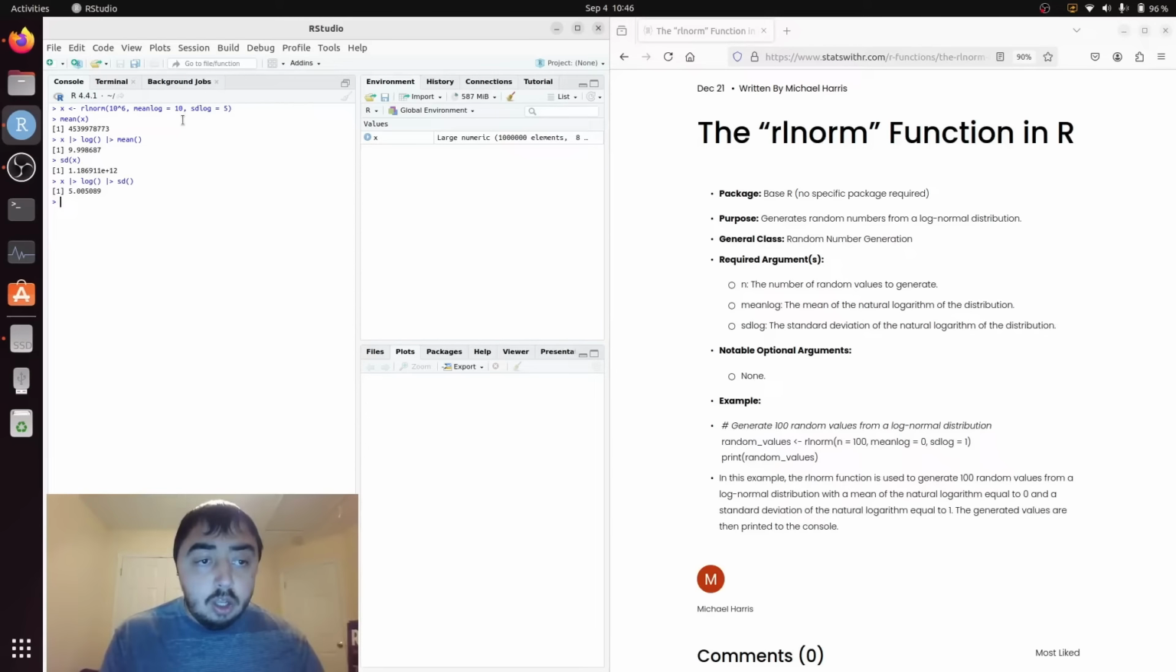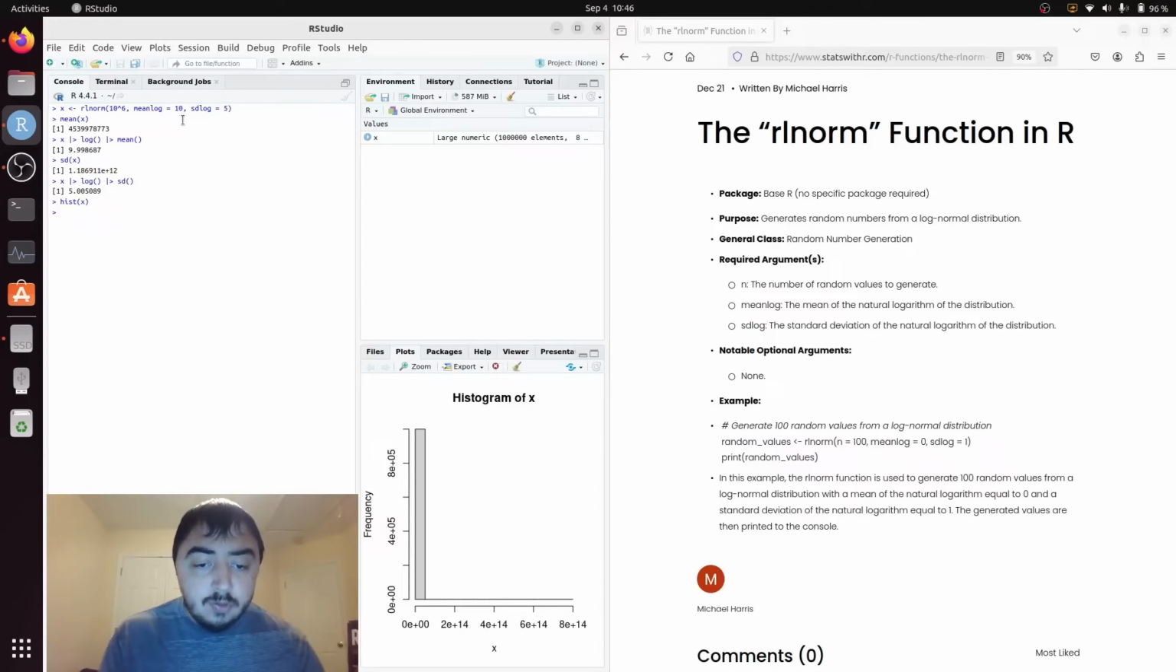Let's go ahead and see what this looks like. Do a quick histogram. It's a bit hard to tell where they're at if we have a very weird scale that goes from 0 to 10 to the 14th. Of course, that's really difficult to look at.